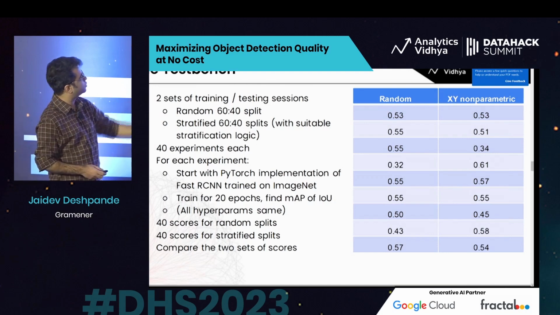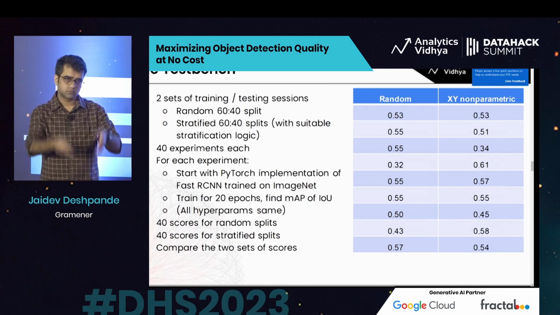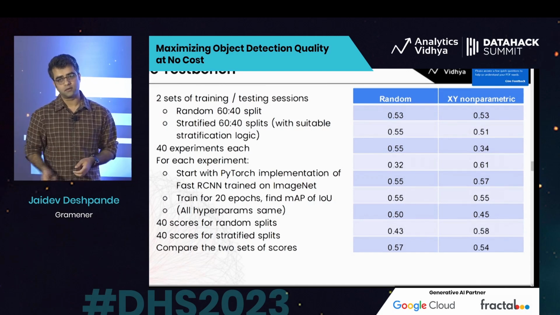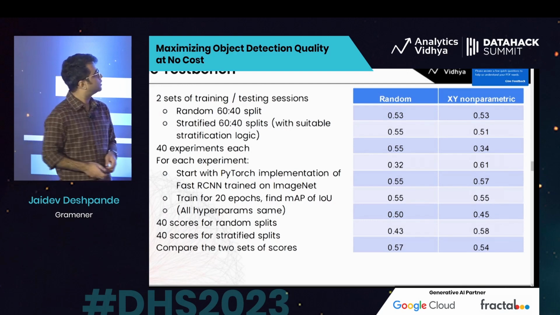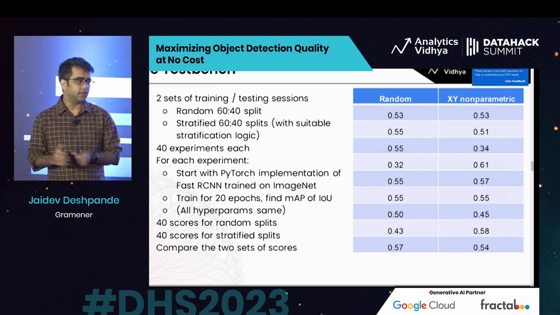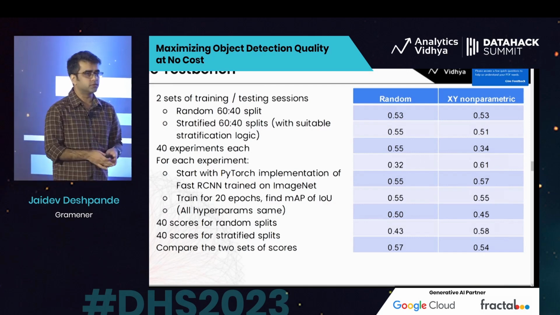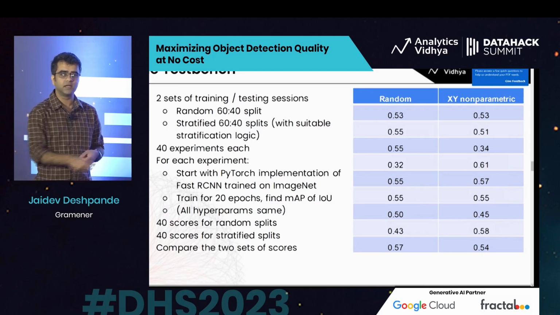And then what we do is we try to compare these two groups of scores and try to see if one is higher and whether the difference is statistically significant, right? That we do by running a simple one-sided t-test, right? With the alternative hypothesis that one group is actually higher than the other. And then we'll see how often that test passes.